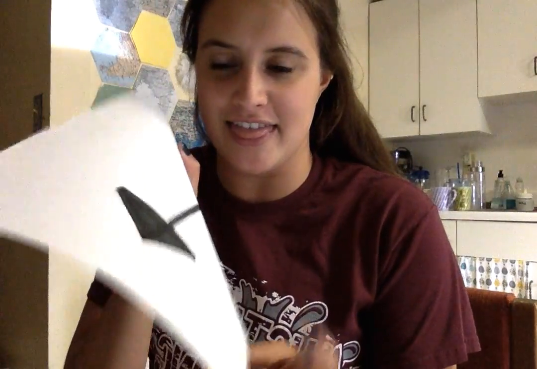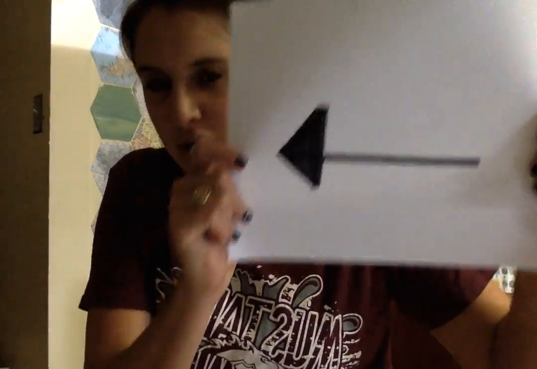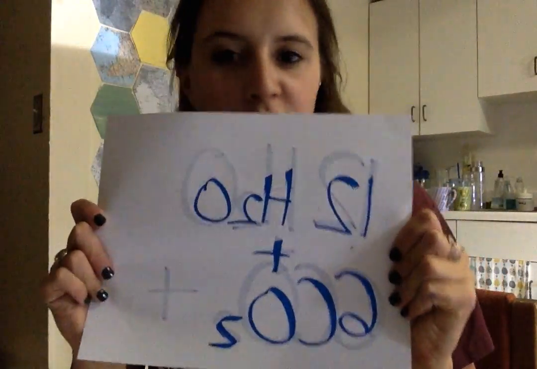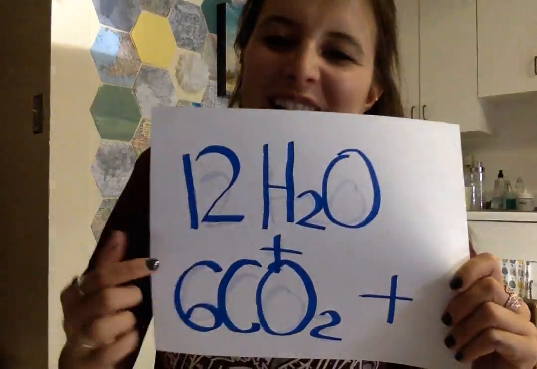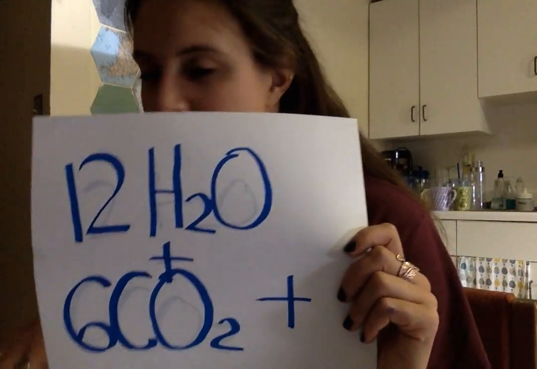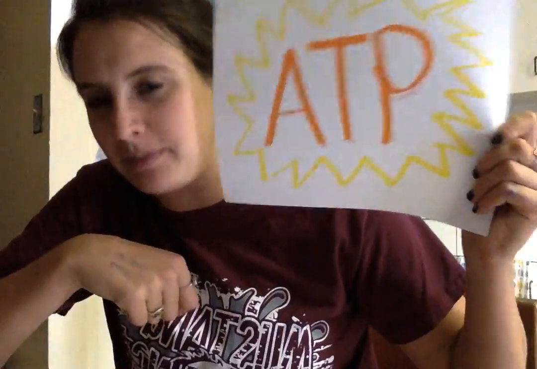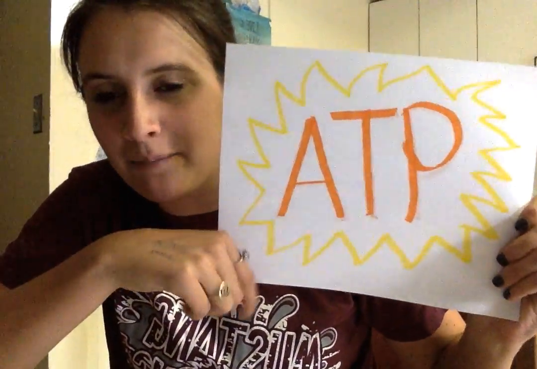So we take this, and what is it going to make? This is the process of cellular respiration. This is happening in the mitochondria. And we are going to make 12 water molecules, 6 carbon dioxide, so 1 carbon, 2 oxygen. And the main event is our ATPs. If you remember from the last lesson when we introduced ATPs, this is the energy that the body needs.